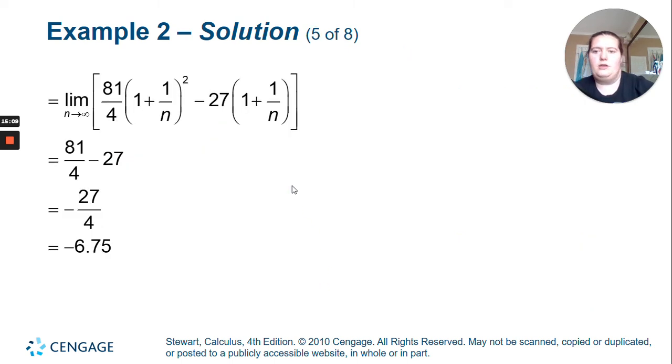But as n approaches infinity, what happens? This term goes to 0, meaning 1 divided by a giant number is 0. This number goes to 0. This term goes to 0. So I'm left with 81 over 4 minus 27, which is negative 6.75.